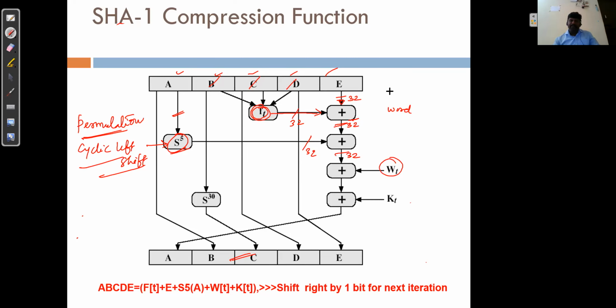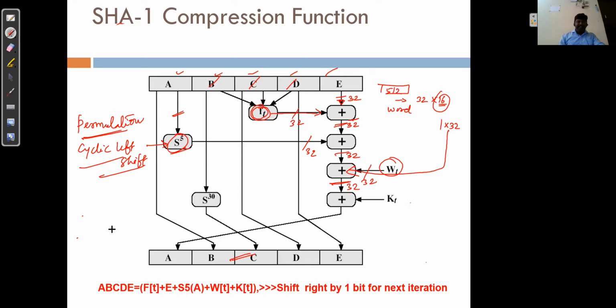I was explaining about a block of 512-bit plain text. This is divided into sub blocks of 32 bits each, so we'll get 16 words out of that, and for every step we'll be passing one word, which is 32 bits in size. So this is 32 bits, this is 32 bits, and here we'll get a 32-bit output.